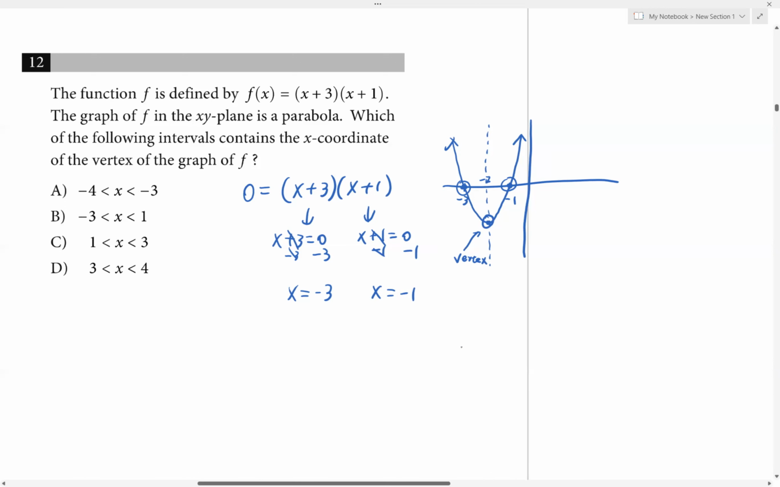Okay, so now we just have to go through the answer choices and see which interval contains that negative 2. So negative 2 is between negative 3 and 1, right? So it's the second interval. It doesn't exactly match the two x-intercepts, but it doesn't matter because we know the x-value of the vertex should be negative 2. So this is between negative 3 and 1, so that works. Okay, so looking through the answers, the only interval that contains that has to be letter B.